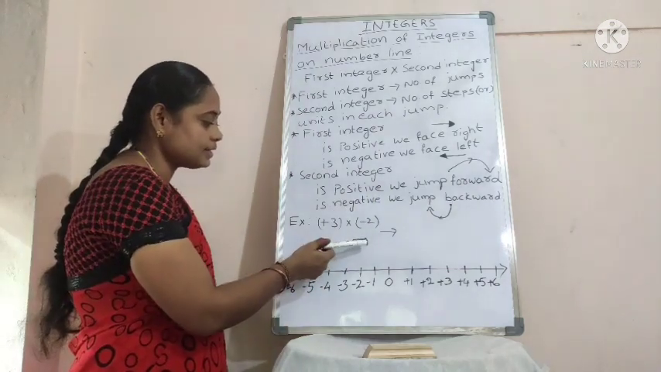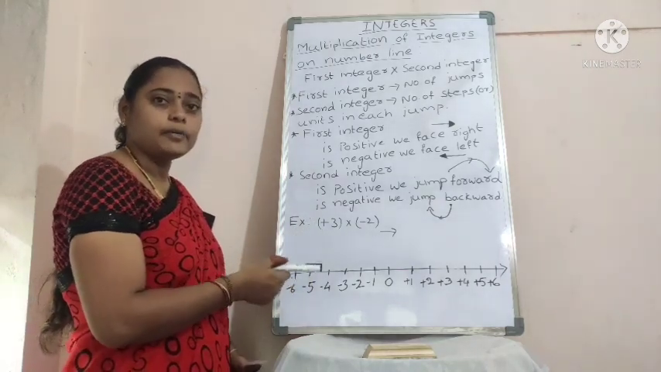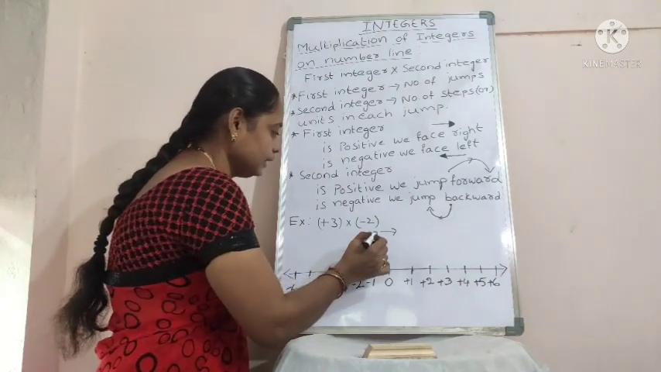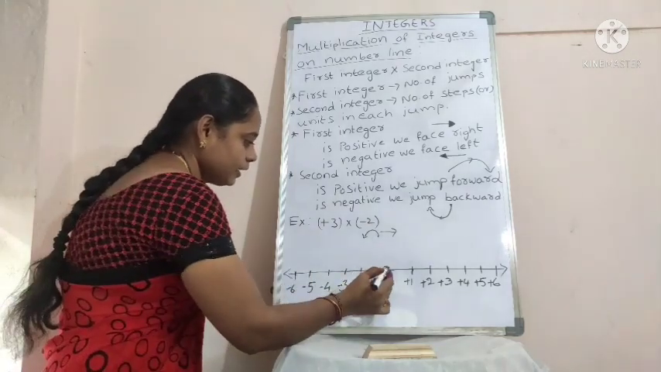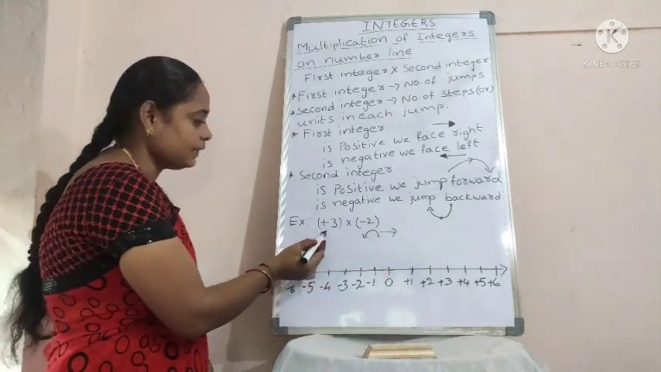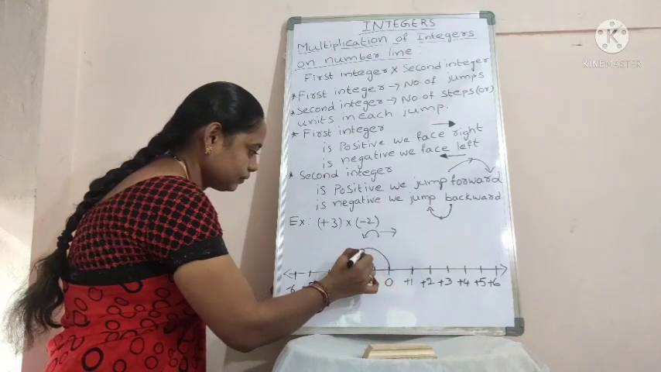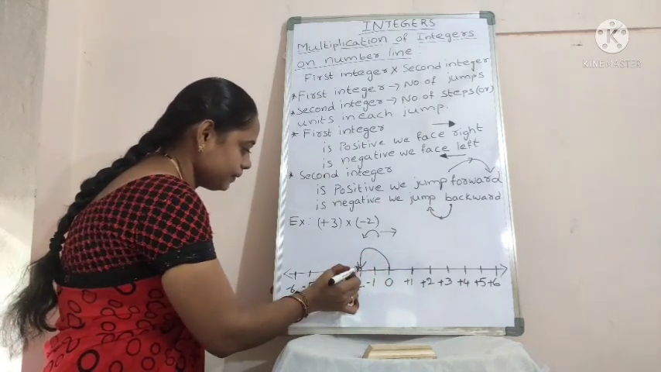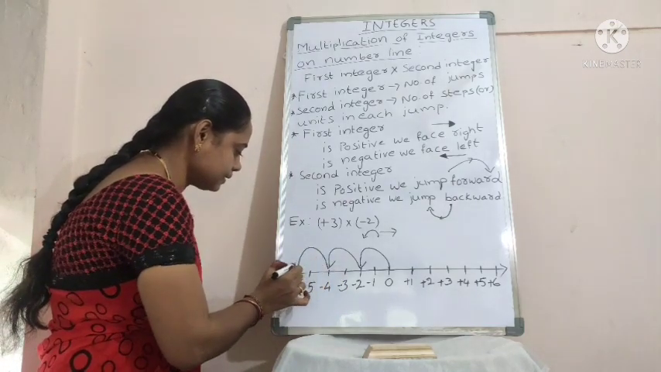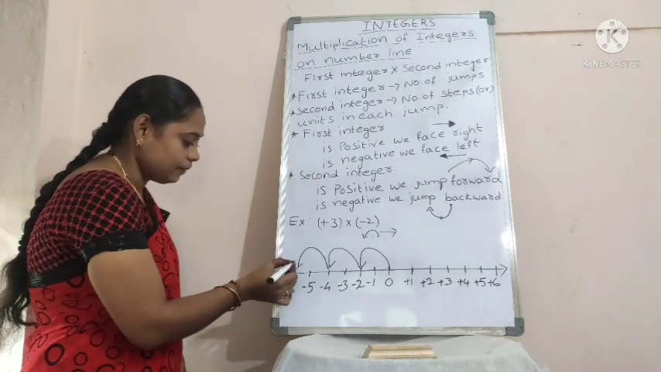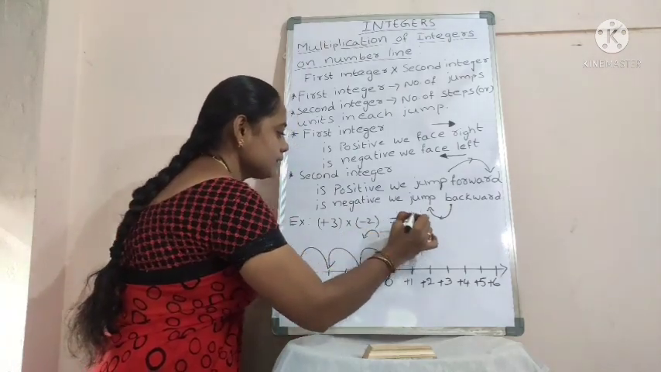And the second integer is negative integer. For negative integer, we jump forward or backward? Backward. That is, in this direction we jump. We take how many jumps? 3 jumps of 2 steps. First jump, second jump, again I take last jump. Finally, we reach -6. So what is the result? -6.